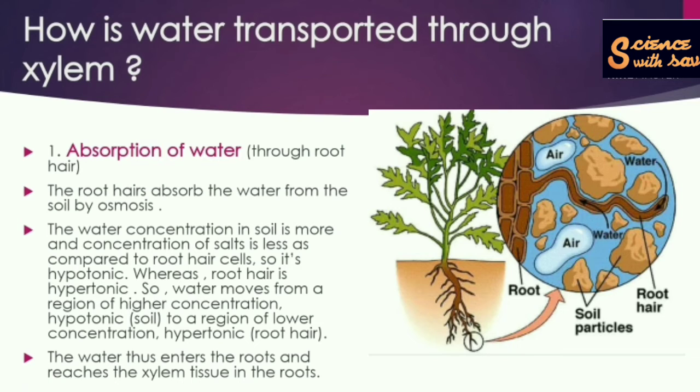So in this way, the root hair absorbs the water from the surrounding soil, and then the water enters the root hairs, it enters the root and it reaches the xylem tissue which is present in the root. So the water from the soil has been absorbed and it has reached the xylem tissues which are present in the root. This is the first step, that is the absorption of water.